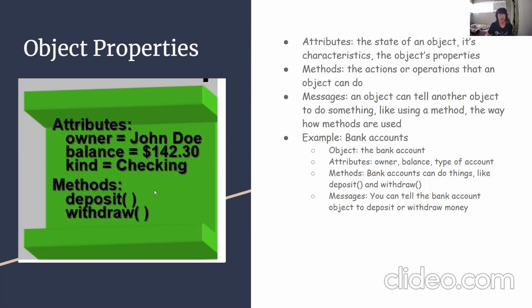And the methods, the things that a bank account can do, are something like deposit and withdraw. You can deposit money in this bank account and you can withdraw money from it. Those are all things that this bank account can do, which makes them methods. And then a message: you can tell the bank account object to deposit or withdraw money. The bank account knows how to deposit and withdraw money, but in order to actually do that, you have to tell it to, because you yourself are in control of it. In real life, the bank account isn't going to deposit and withdraw money for you. You have to go to, say, an ATM or the bank, and do that yourself. It's the same concept here.